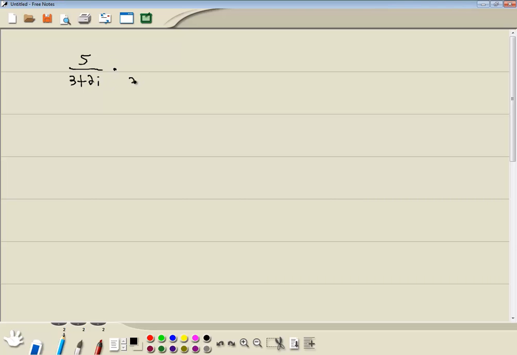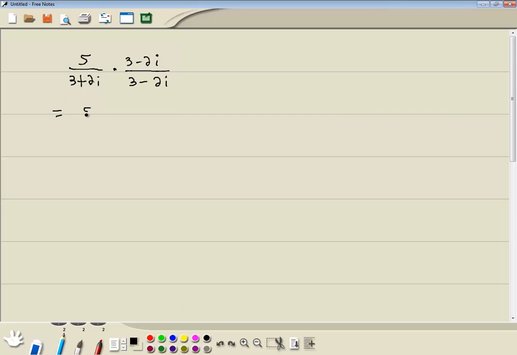Now what the conjugate means is the first part's the same and the last part's the same. So 3, 3, 2i, 2i. But the sign in the middle is different. So if this is a plus, this will be a minus. And whatever you multiply by the bottom, you have to multiply by the top.